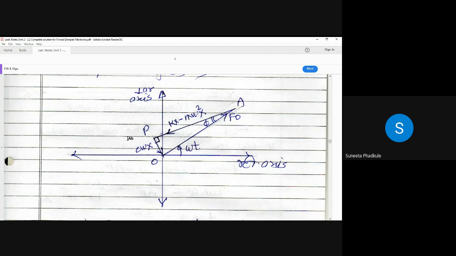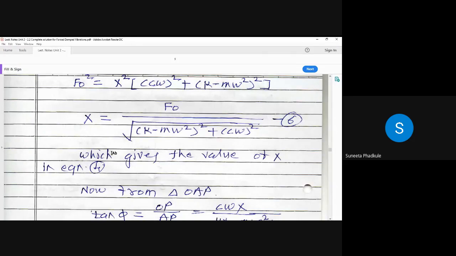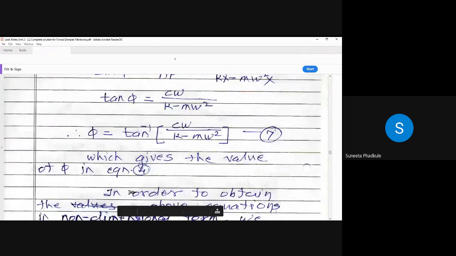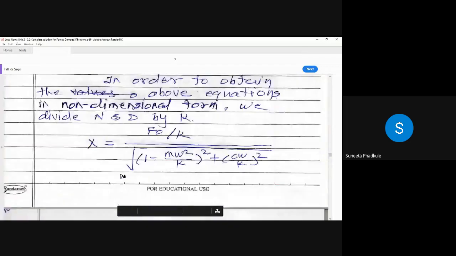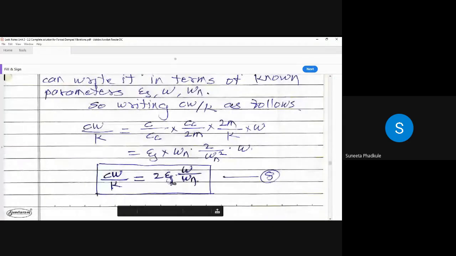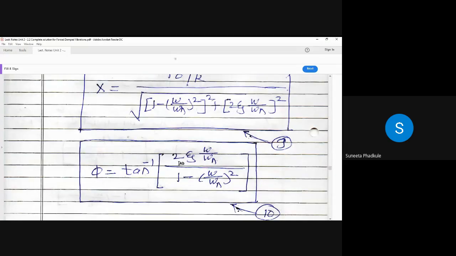So considering this right angle triangle, we have derived that x is equal to F0 upon square root of this thing. And then we divide by k to numerator and denominator so that we can get this value, that c omega upon k is equal to 2 zeta omega upon omega n. Okay, so putting this value here, we got finally the value of capital X. That is F0 upon k upon this one, and phi is 2 zeta omega upon omega n upon 1 minus omega upon omega n square.